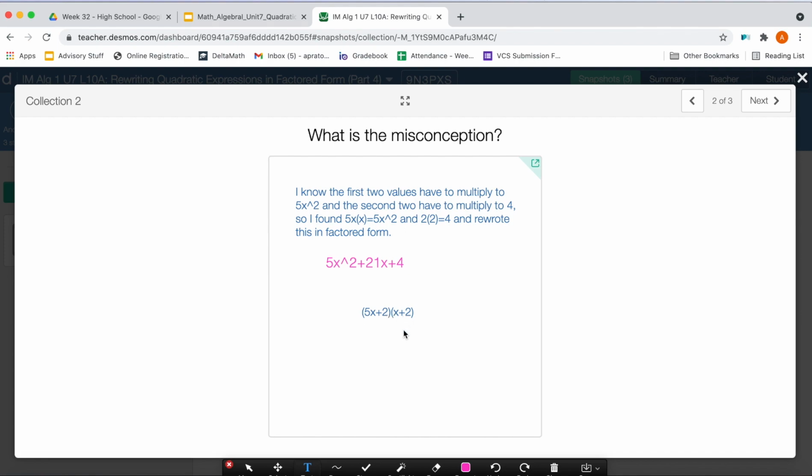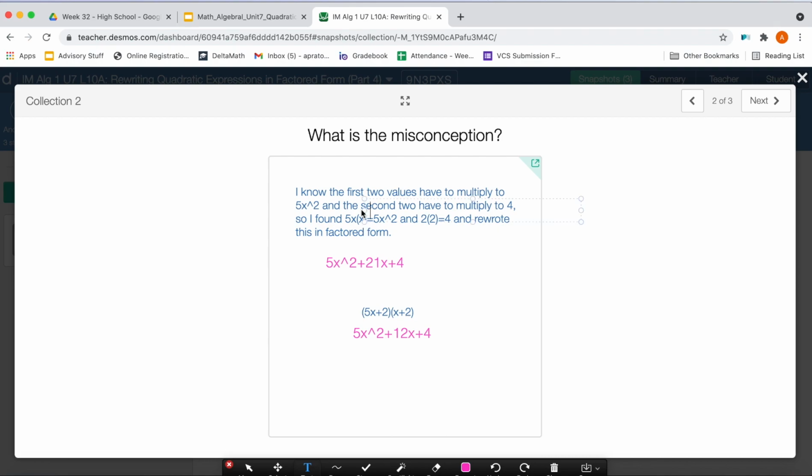And this student could have multiplied this out, and they could have found that it was 12x plus 4. And then they would have said to themselves, okay, this doesn't work. Let me try something else. I know that these last 2 have to be 4. Let me try 4 and 1, or let me try 1 and 4 and see what happens, right? So the misconception is that they're not looking at the B term. They're not thinking about the B term when factoring. They're only thinking they have to multiply to the first term and the last term. But they're not thinking about the B term and what has to be added to get to that term, okay?